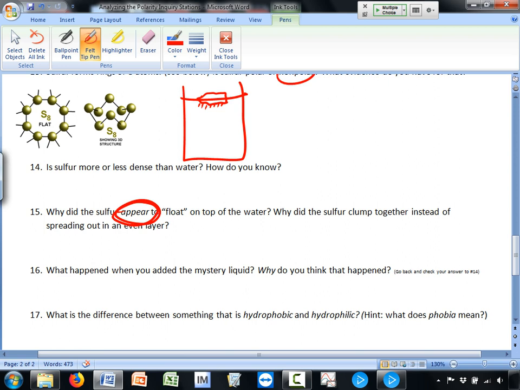Is sulfur more or less dense than water? Let's go back. It is denser. Check your work on this. Sulfur is more dense than water. How do you know? As soon as we added the mystery liquid, it sunk. That is true. So we know that denser things tend to sink. So that is another reason why this word float is not so good, and we want to be careful not to use that. So what happened when you added the mystery liquid?